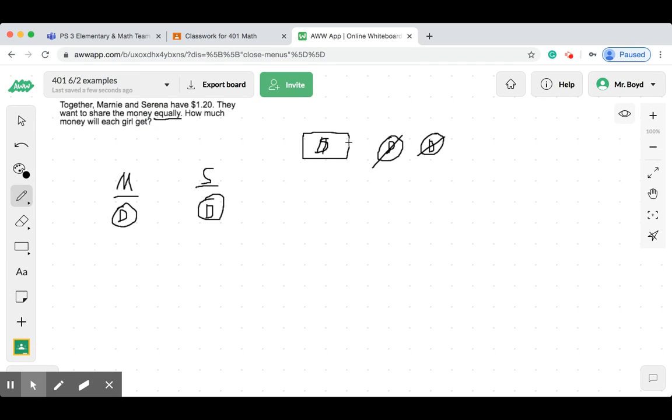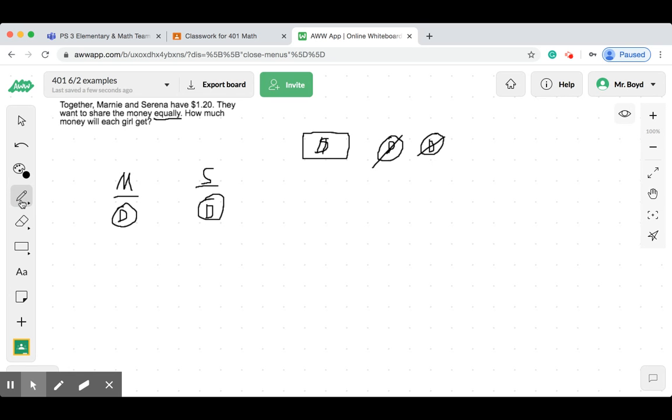Now I have my dollar bill left. I have a $1 bill, so I can't give a dollar to both of them, and I can't just rip it in half. So I have to think about what I know that can help me solve this problem. I want to try and use the biggest coins, the easiest way that I can think about it.